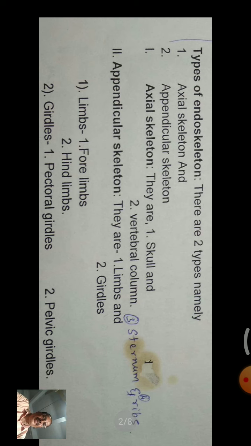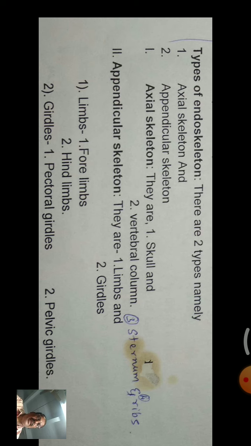Types of endoskeleton. There are two types, namely axial skeleton and appendicular skeleton. So the endoskeleton consists mainly of axial skeleton and appendicular skeleton. The axial skeleton consists of bones like the skull, vertebral column, sternum and ribs.